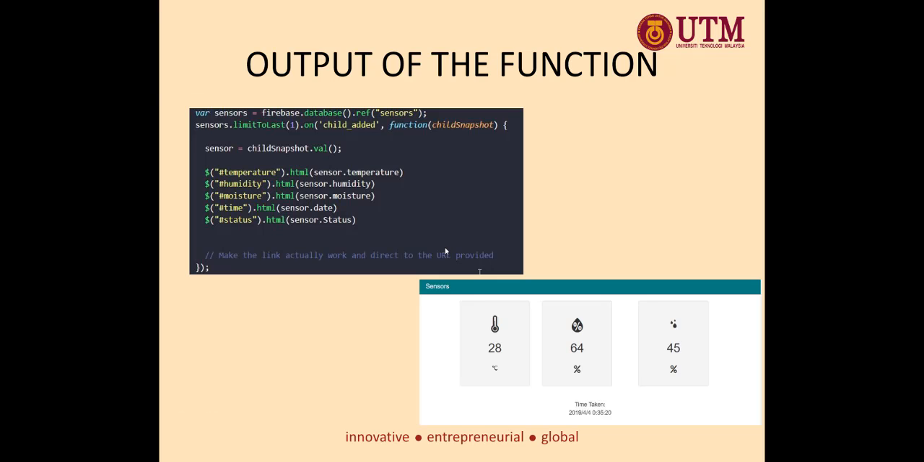So this is the function to display the latest sensor reading in the web application. As you can see, this sensor section has the latest reading of the soil moisture value, the temperature, as well as the humidity. The time taken is the date and time that the device has uploaded the data into the database.